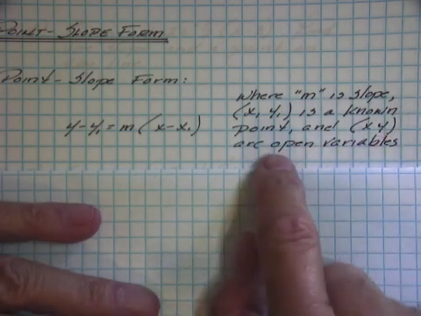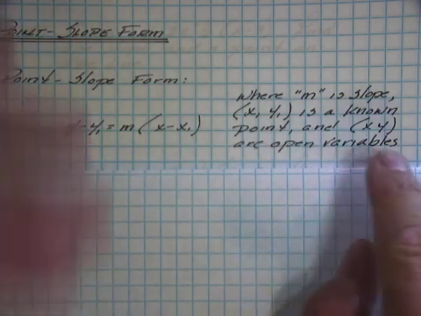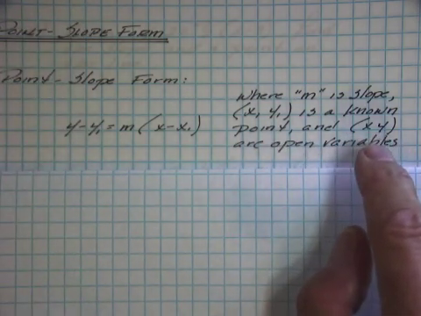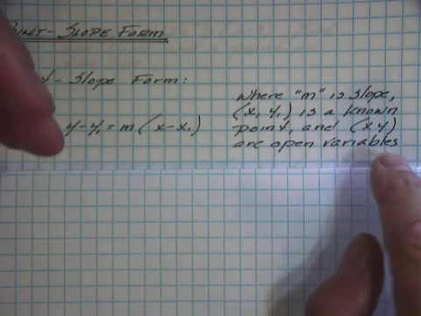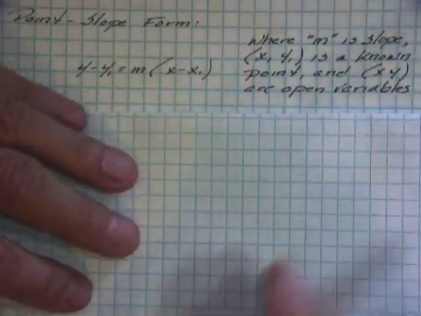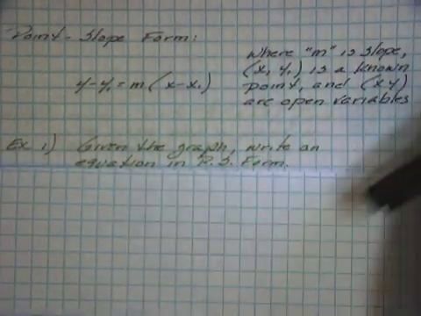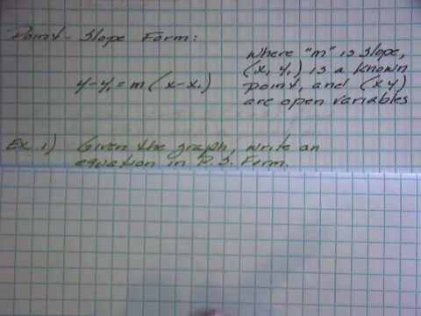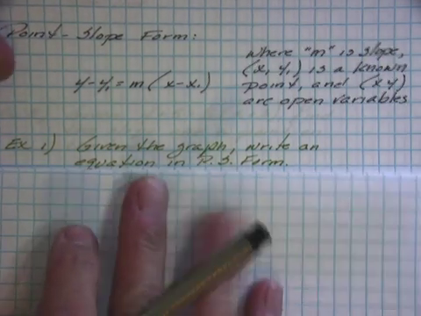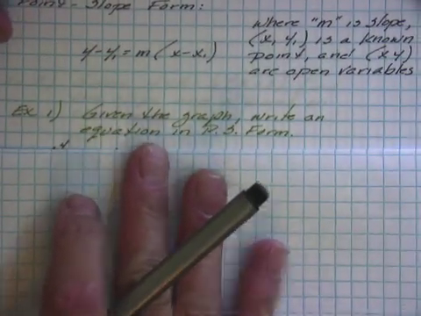X and y, so just plain x and just plain y, are what we call open variables. That is, x is going to represent the input and y is going to represent the output we get. Well, I think the easiest way to do this is if we start by looking at graphing. So we're going to look at an example of using point-slope form for graphing.